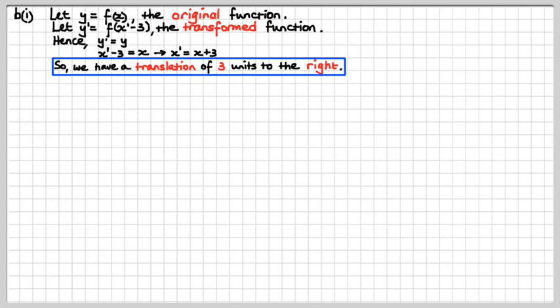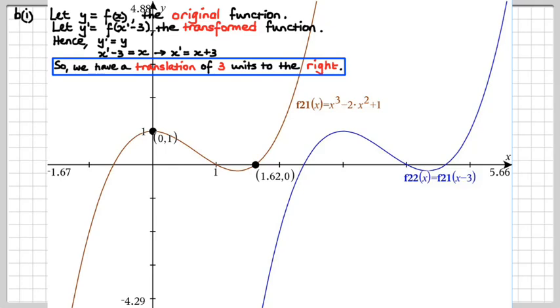Now, you watch this. I've got this marvellous little graph to show you. There it is. Look, there's the original. I haven't pulled any tricks. It's all straight down the line stuff here. Look, x cubed minus 2x squared, plus 1. Now, this function here is the other function, but with an x minus 3. That's f21 of x. This is f22 of x, which is just f21 of x minus 3, which is what we were doing up here. And look how it moved it over. It moved it over 3 units to the right.